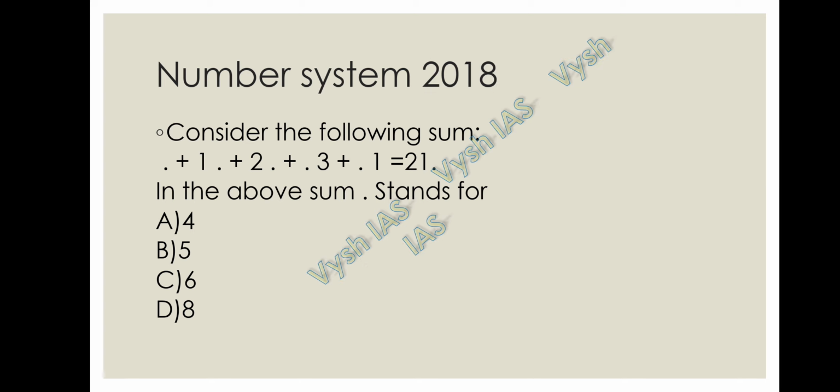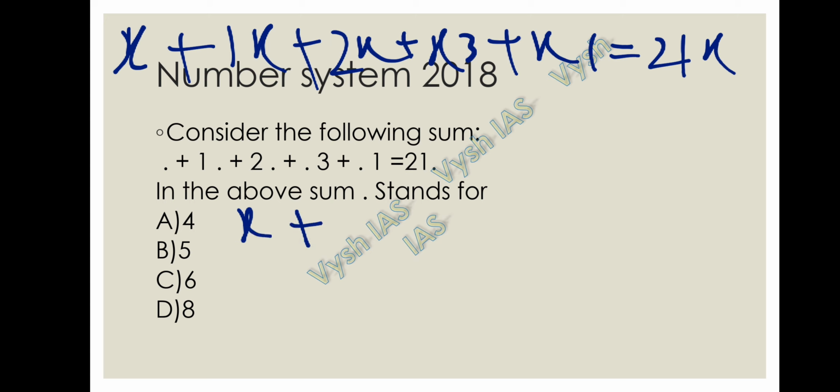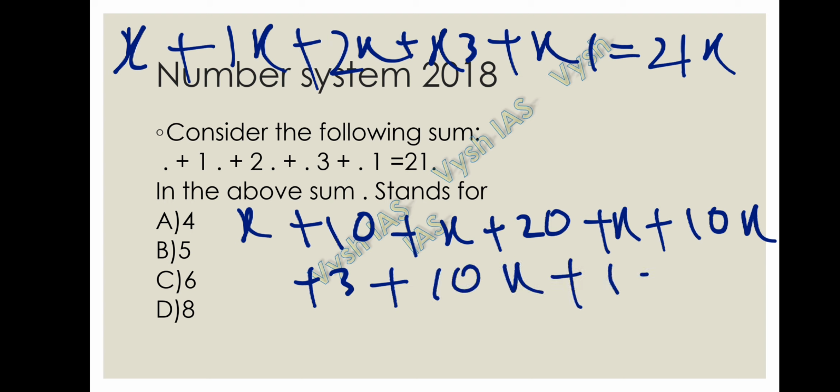By using this technique, let's solve this question. Let's consider this dot as x, so it will be easy: x plus 1x plus 2x plus x3 plus x1 equals 21x. Here x is in the units place, so it is x itself. Then 1x is 10 plus x, 2x is 20 plus x, x3 is 10x plus 3, and x1 is 10x plus 1, equal to 21x.